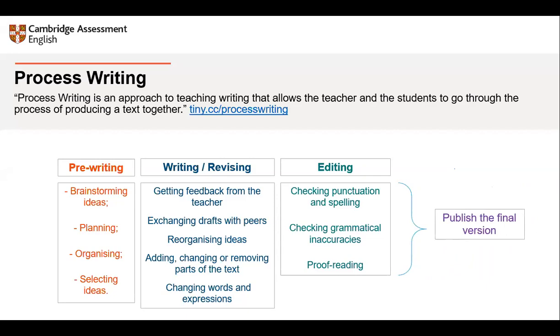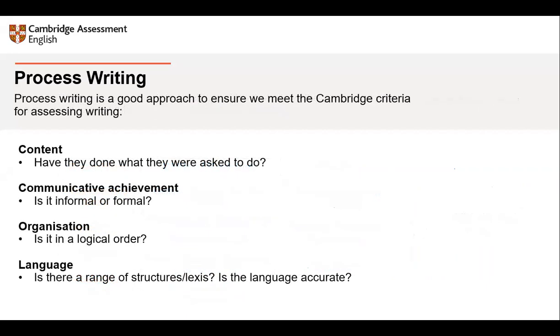After we go through all those phases, we have the moment where we publish the final version. And this is very interesting with writing, because when we think about process writing and the common criteria for assessing writing, we have things like content. And then we can consider, have the students done what they were asked to do?